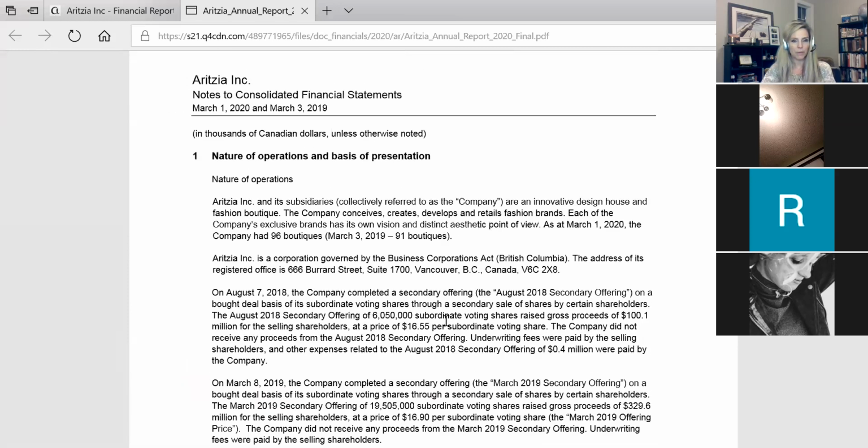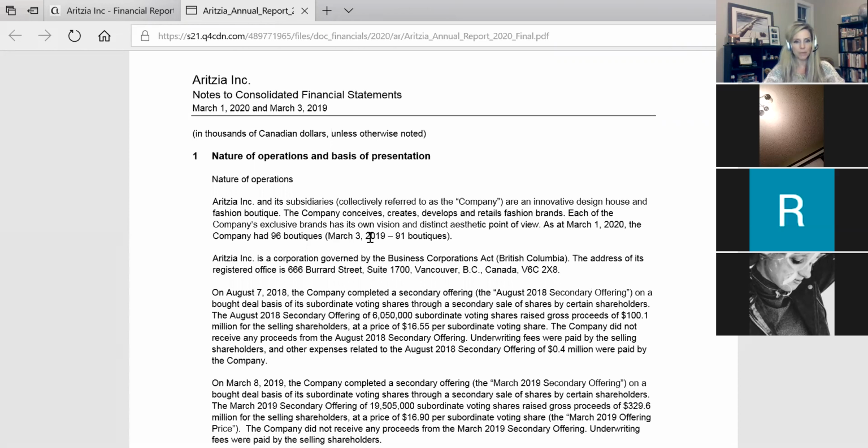The last thing I want to point out is the notes. These are the notes to the consolidated statements. You saw those note numbers beside some of the line items in the financial statements, and this is where they are. So if you want to look something up, this is where you come. The first note is always the most interesting. It talks about the company. What is it? It's an innovative design house and fashion boutique. What it does, what its brands are.